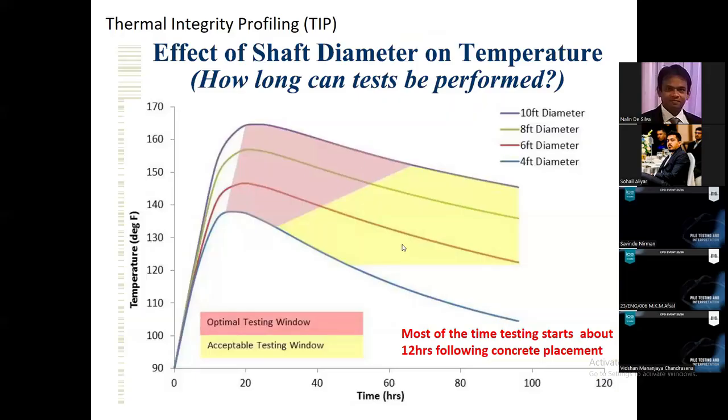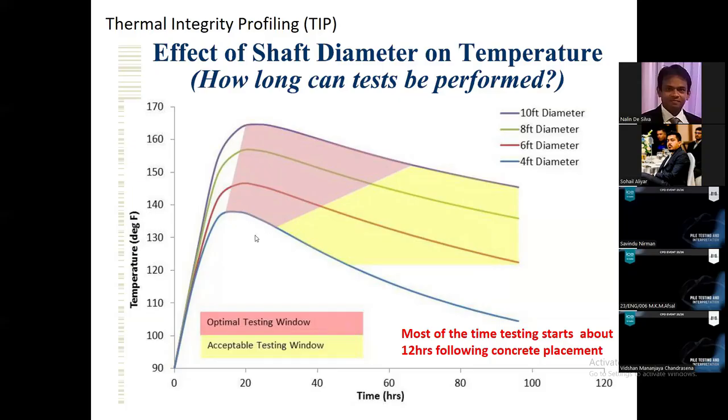Right. So this figure is showing the temperature during heat of hydration with the time. You can see 4 curves, each representing a different pile diameter. This is the largest pile diameter. When the pile diameter is large, the temperature rise is also large. For small diameter piles, the temperature rise is less.